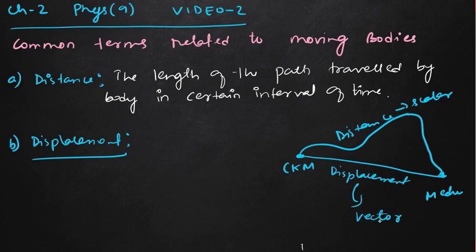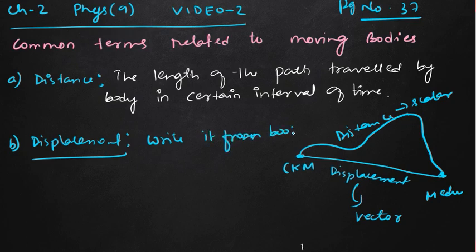So if you see the definition of displacement, all of you please open page number 37. You can see the definition at the top, number B: the shortest distance between the initial position and the final position of a body is known as displacement. So you write the definition from the book. Write it from the book.